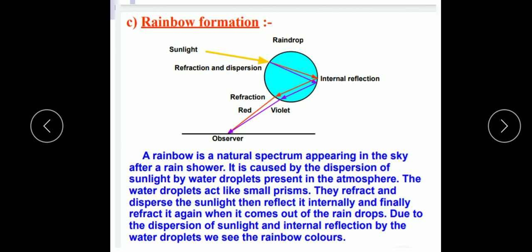So finally, a rainbow constitutes three phenomena: refraction, dispersion as well as reflection. So due to these three phenomena, rainbow formation takes place.